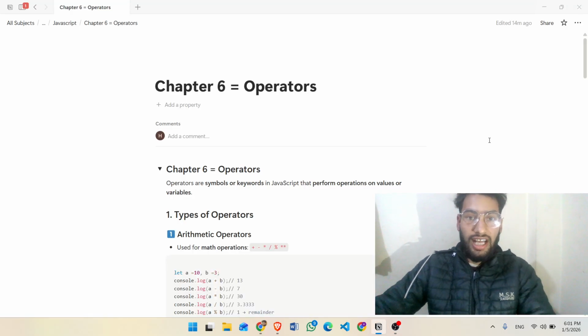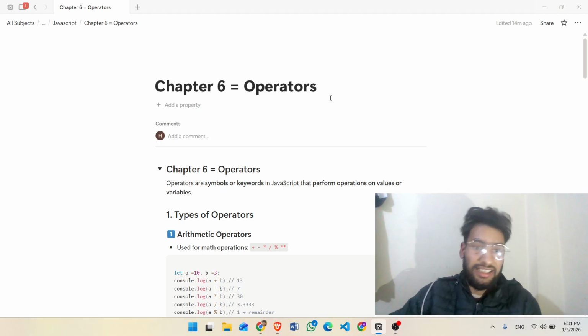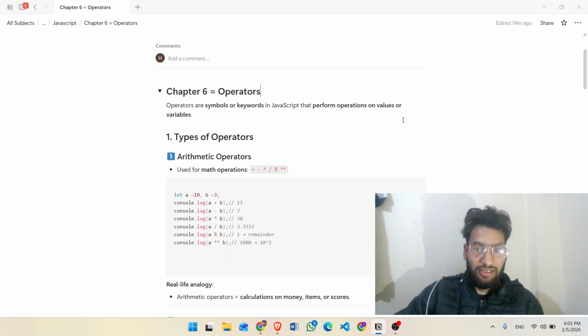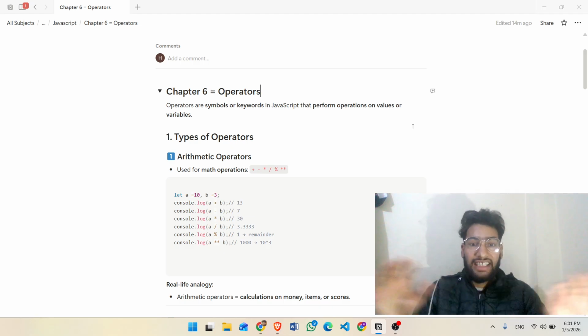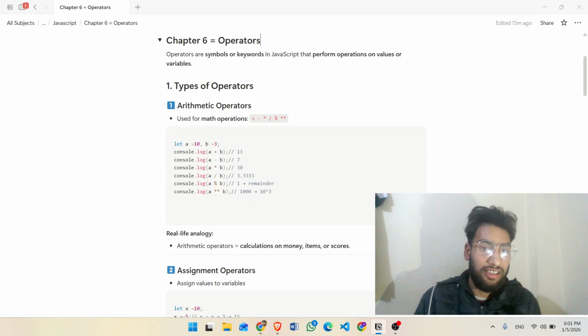So let's go. Our today's content is operators. Operators in JavaScript. So what are operators? Operators are symbols or keywords in JavaScript that perform operations on values or variables, right? So you can think operations mean calculation on money, items or scores, anything you can assume. You can compare it with a real life analogy.